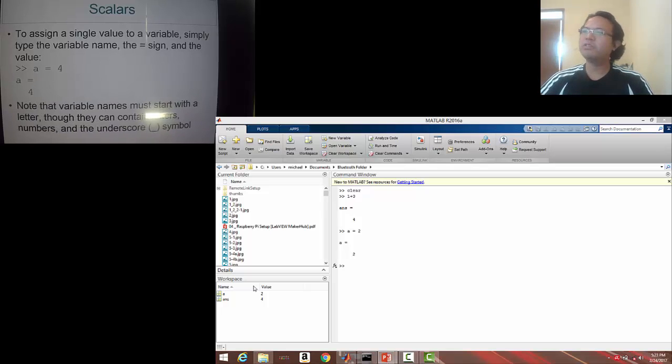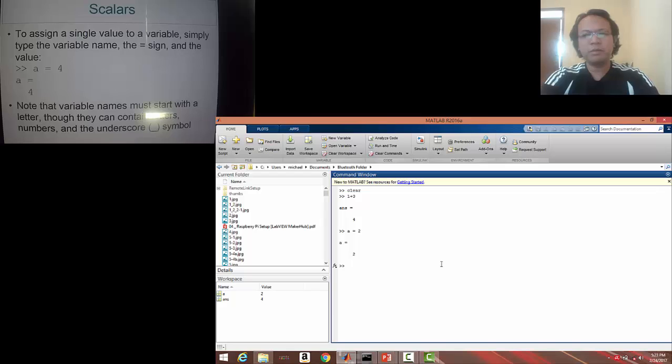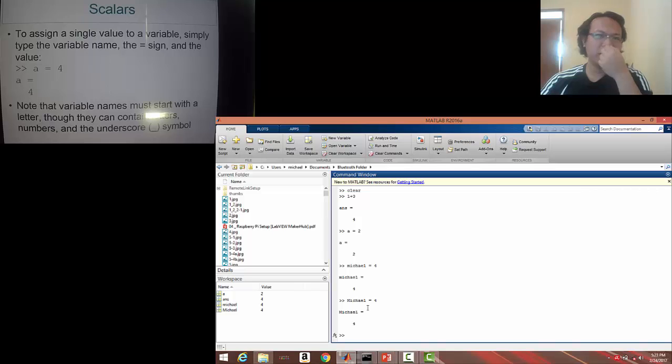Next, note that variable names must start with a letter, though they can contain letters, numbers, and underscore symbols. So what I'm saying here is, for example, let's say Michael is equal to 4. Michael is a valid variable name, or even if you make it m and then like that, equal to 4. This one is another variable, simply because MATLAB is very specific. If you look here, this is lowercase, this is uppercase, and there is a big difference, okay? In MATLAB, they are not the same.